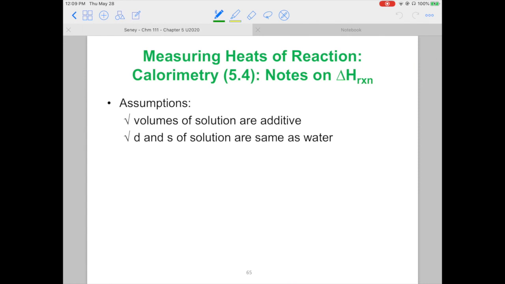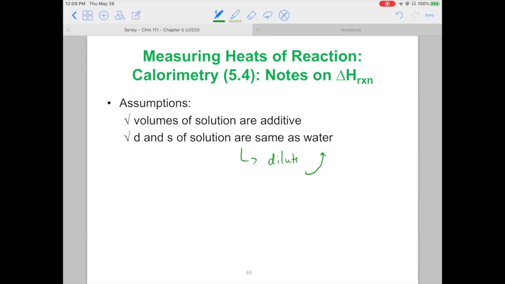Assumption 2: the density and specific heat of the solution are the same as water. Part of the reason that we can make that assumption is because the reaction is so dilute. Essentially it's saying that because it's relatively dilute, it's the same as if it was just in water.